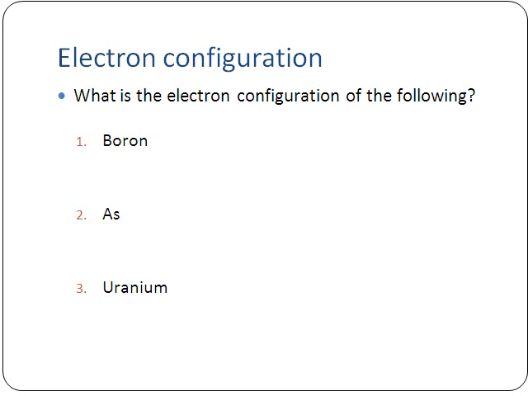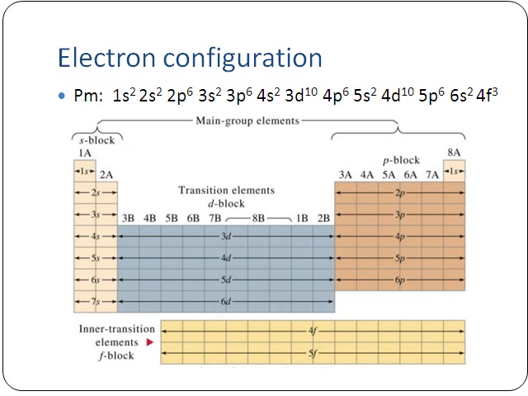So what is the electron configuration of the following? Boron's our first one. Taking a look at our periodic table, first thing, where is boron? Well, boron is located right here. There's our boron right there.